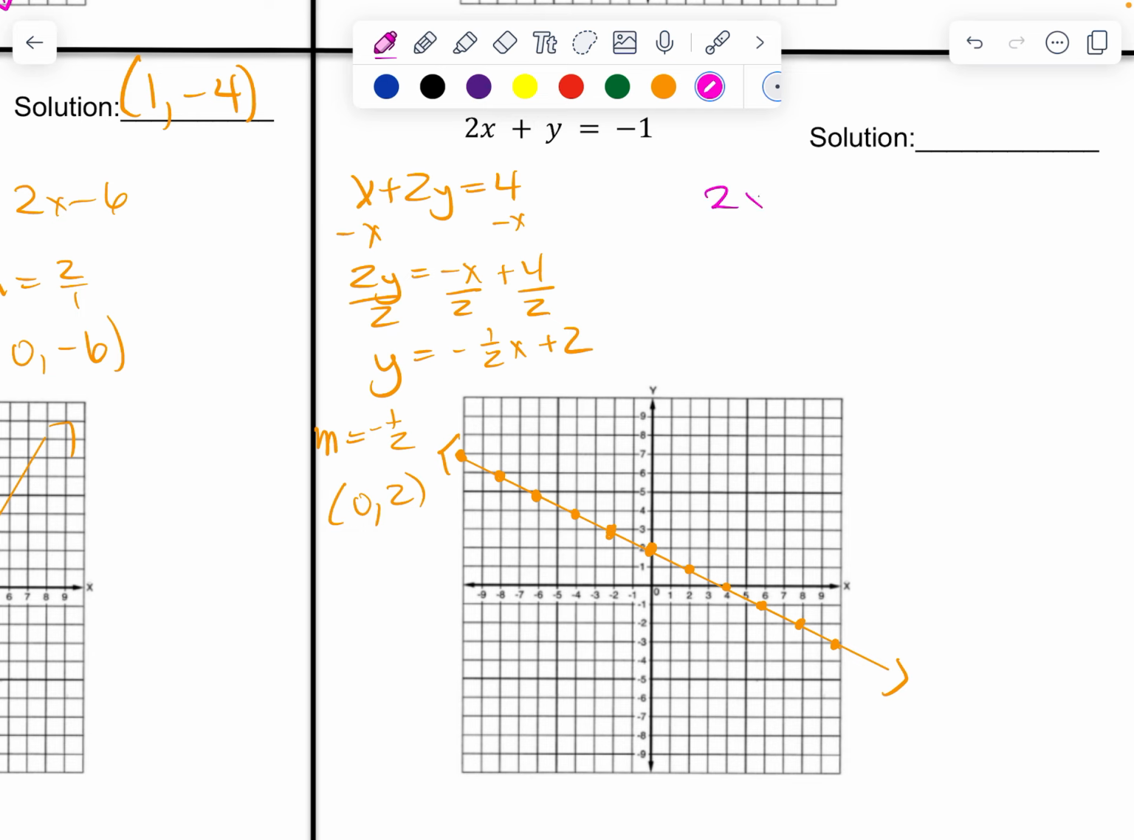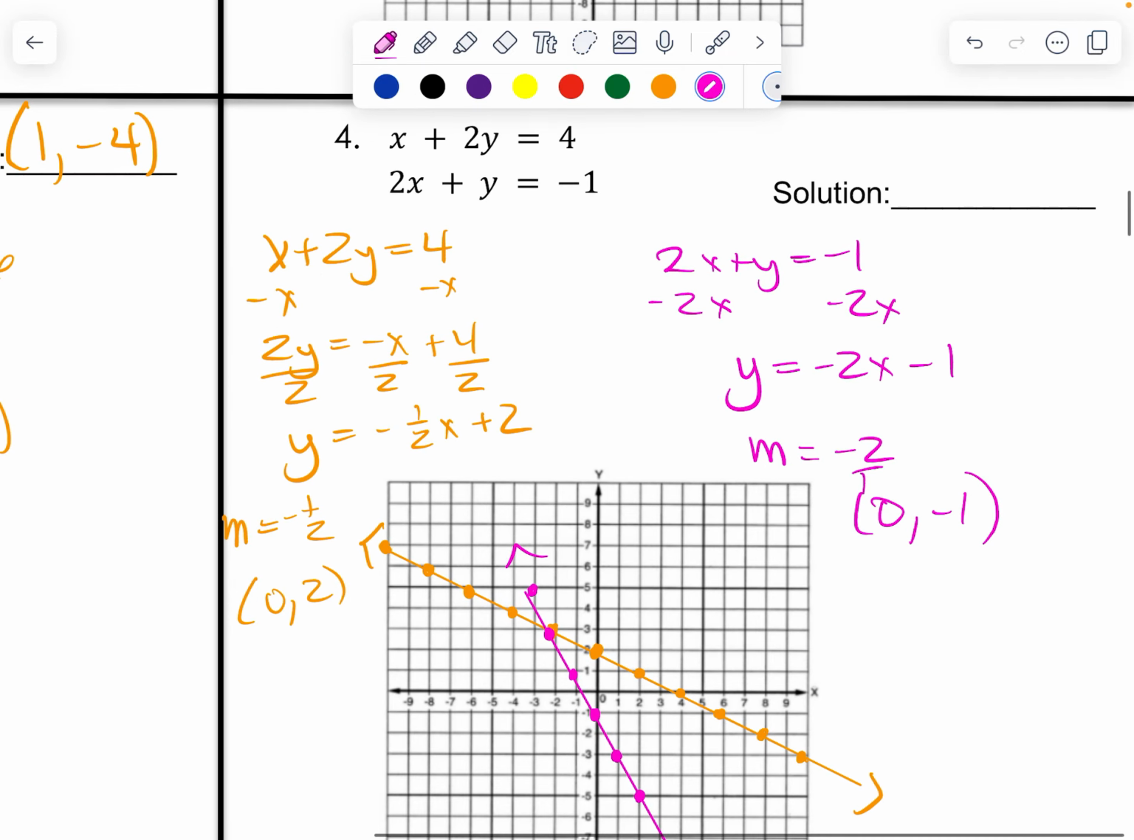My other line, I have 2x plus y equals negative 1. I subtract 2x from both sides. I get y equals negative 2x minus 1. So my slope is negative 2, and my point is negative 1. So I go down 2 over 1, or I could have gone up 2 over 1. They run into each other at the point negative 2, 3, and that is our solution.